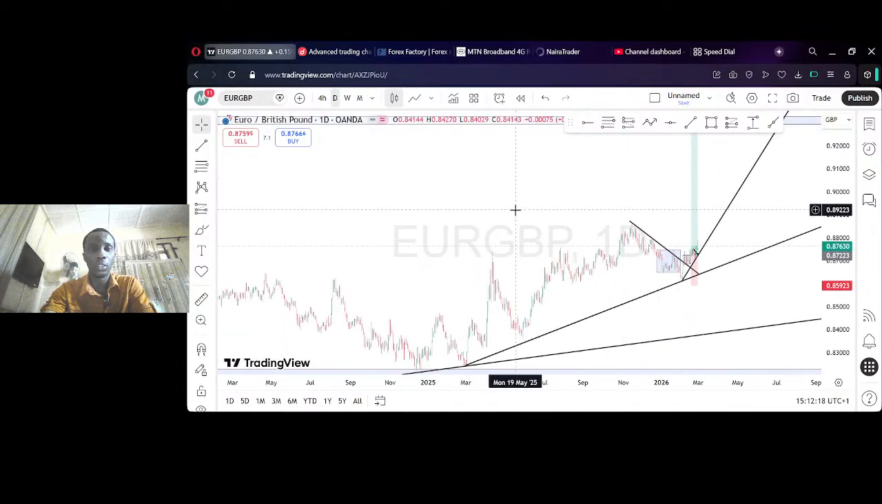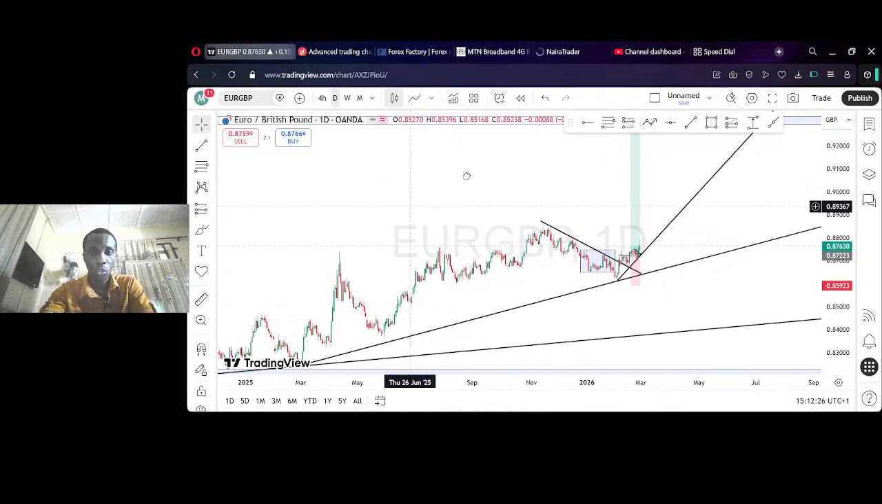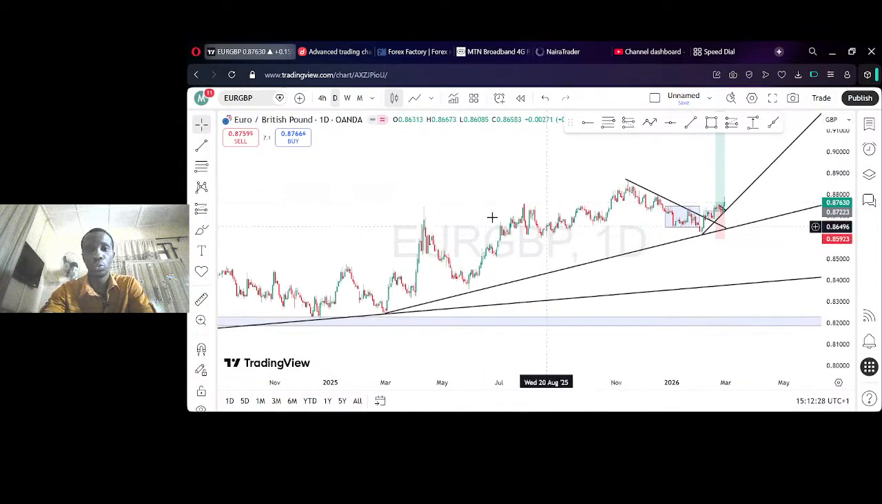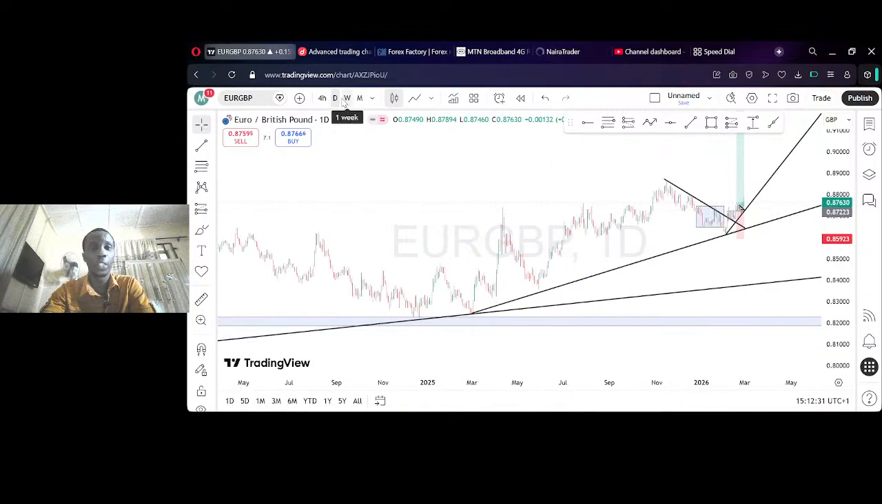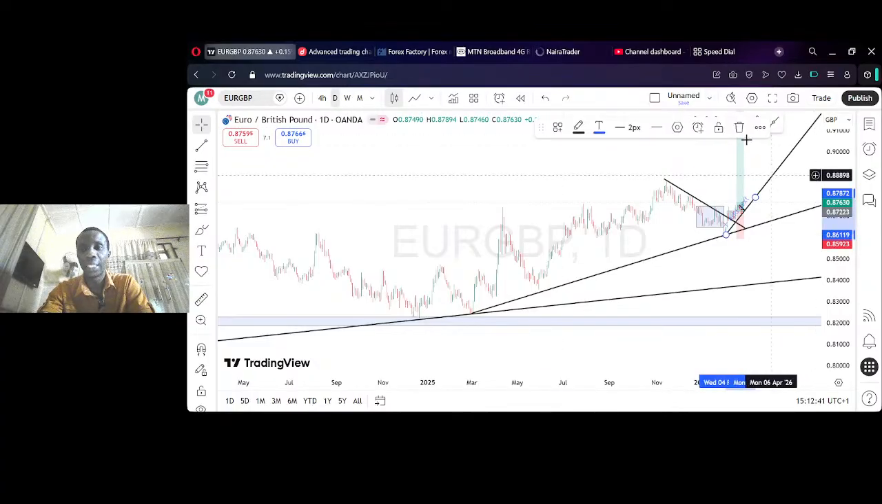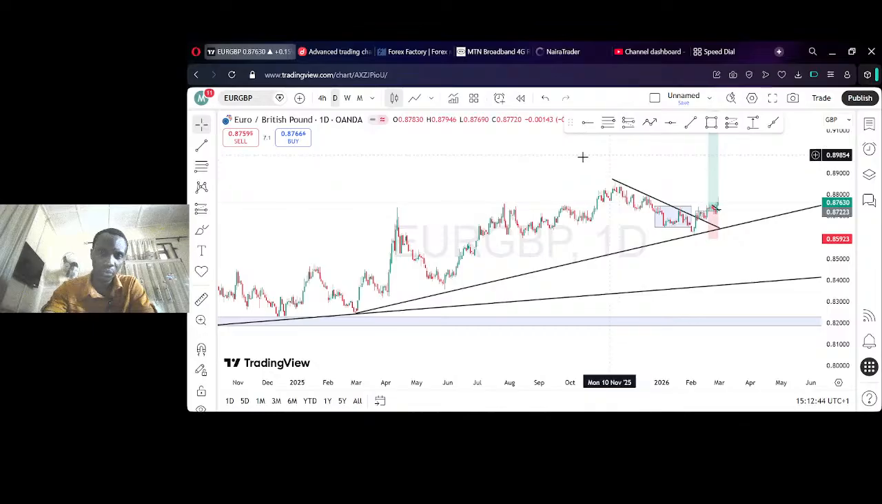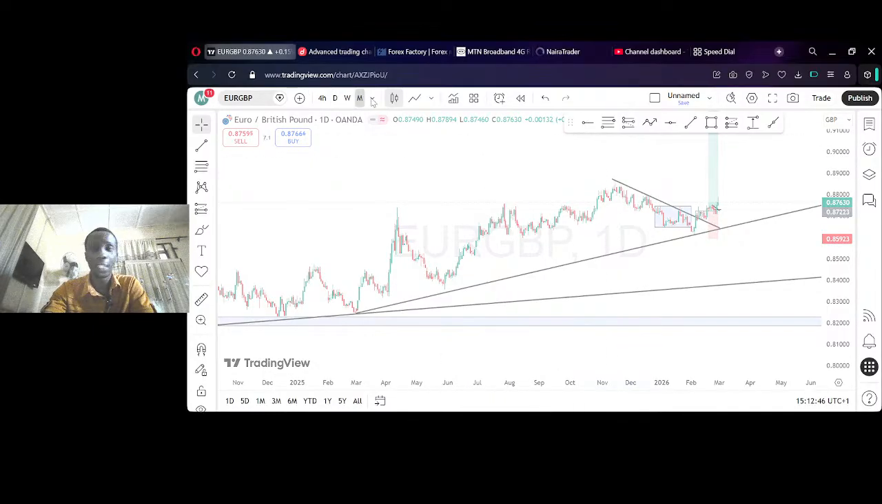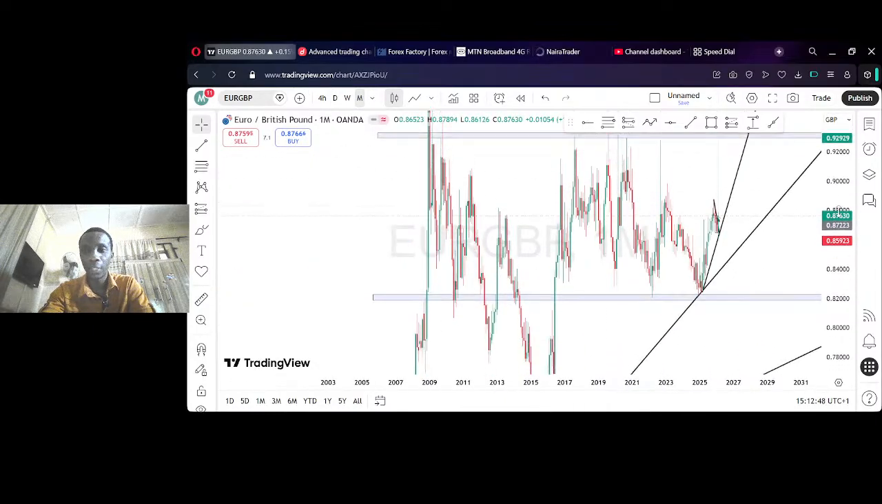Now right here on the Euro GBP, whenever I open any financial chart, I come to the higher time frame. What do I come to the higher time frame to do? I come to the higher time frame for direction, for analysis. Then I will scale down to the lower time frame to execute my trade in line with the higher time frame direction. So now let's go to the higher time frame, starting from the monthly time frame.